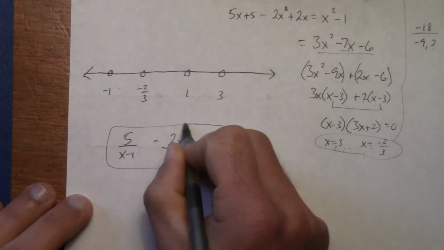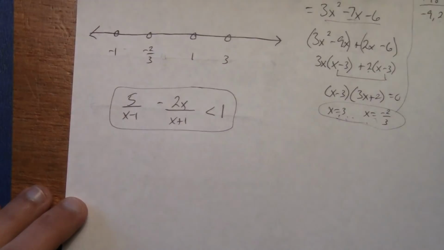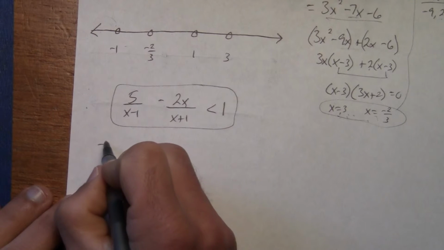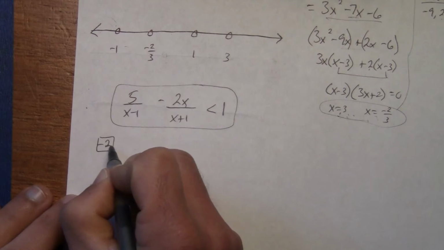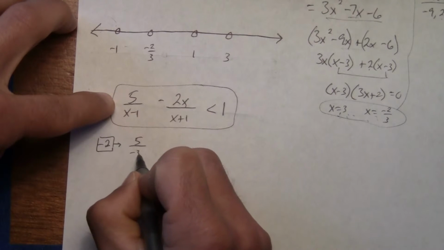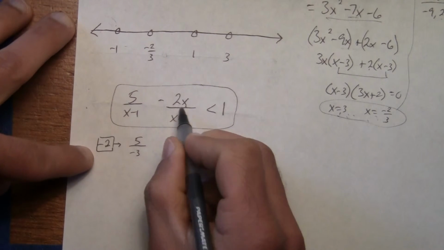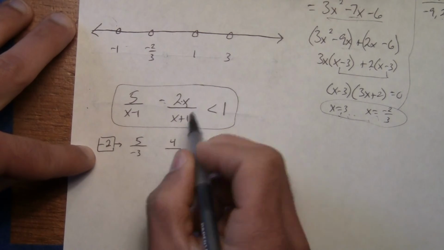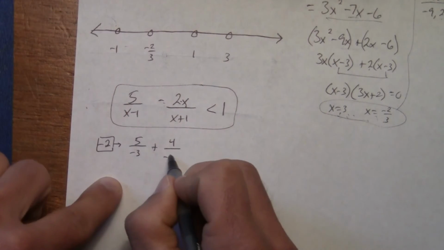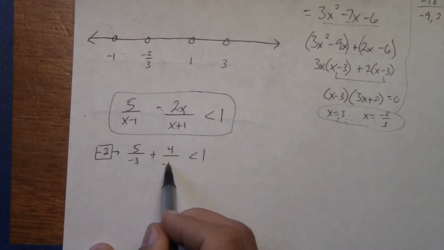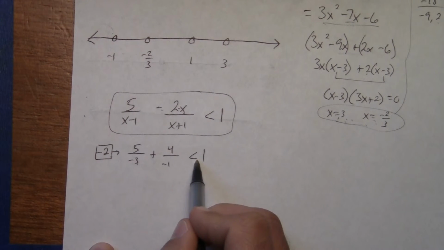Alright, there's the original function. And now I'm going to test whatever number I want out here. So starting out here, I'm going to try negative 2 again. Please show your work for this. Plugging in negative 2, that is going to give me 5 over negative 3. Plugging in negative 2 is going to give me 4. Again, this is a negative number, so I'm changing this to plus, over negative 1. And ask myself, is that less than 1? Negative number plus another negative number, definitely going to be less than 1.